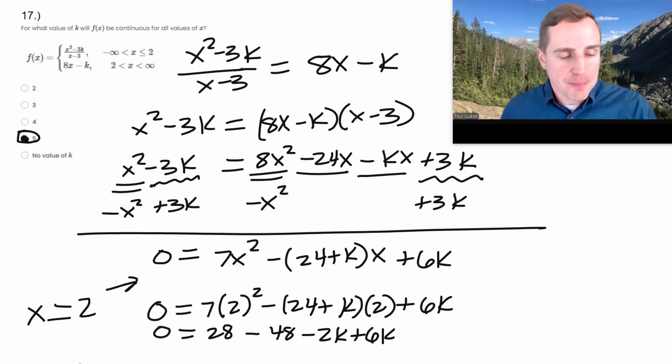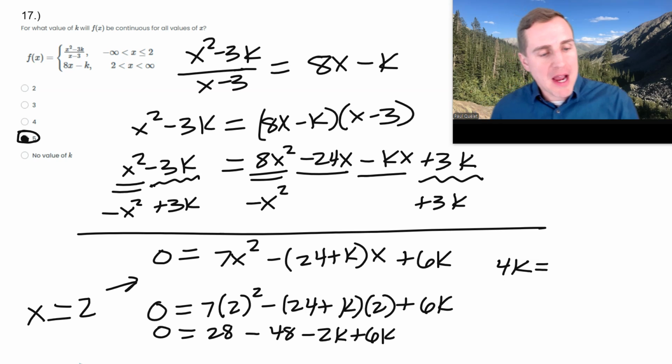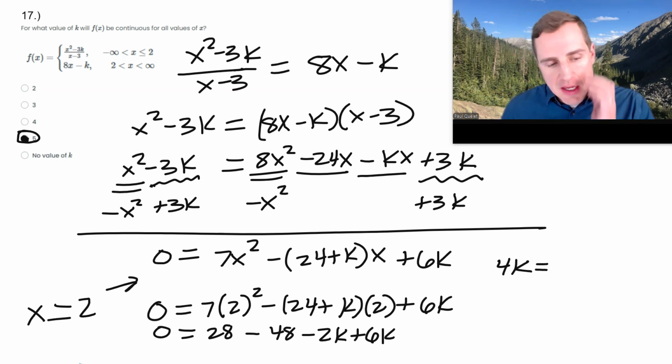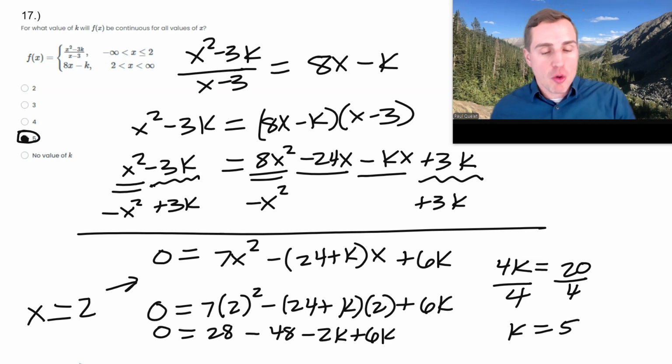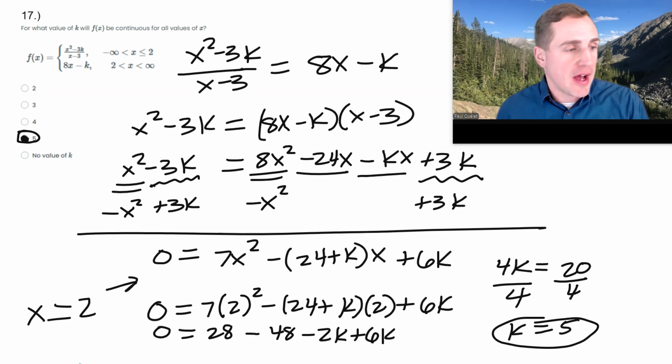Okay, so we're almost there. So negative 2k plus 6k, I think, is 4k. So that's 4k. And then 28 minus 48 is negative 20. But then we moved it to the other side, so it's a plus. So that's 20 equals 4k. Divide by 4, we get k equals 5. Okay, so this is the numerical way to solve for k equals 5. So I've got k equals 5 marked here.